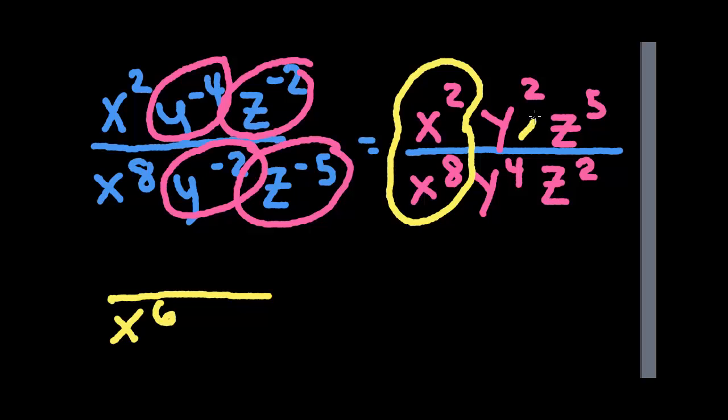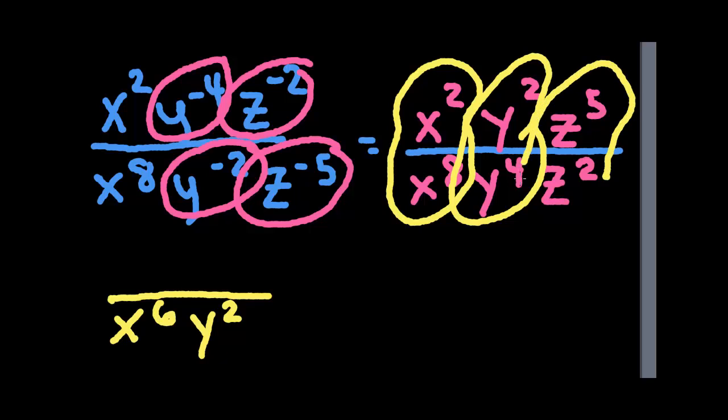Then I'm going to check my y's. I have 4 y's on the bottom and 2 on top, so the leftovers are going to be on the bottom. 4 minus 2 is 2. Lastly, I check my z's. Here, the bigger number's on top, so the z is going to go on top with the leftovers. 5 minus 2 is 3. So your final answer is z to the 3rd over x to the 6th, y squared.